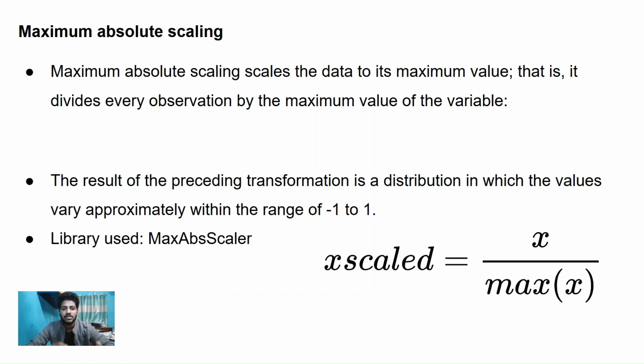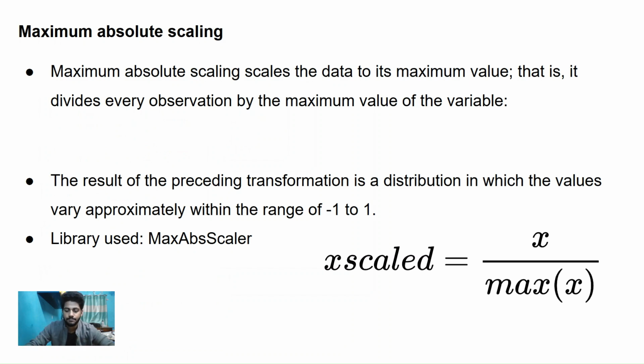And then maximum absolute scaling. So this scales the data to its maximum value. That is, it divides every observation by the maximum value of the variable. So the result of the preceding transformation is a distribution in which the values vary approximately within the range of -1 to 1. So it can have negative values as well as positive values. So we could use the library named MaxAbsScaler, and the formula for this is x scaled is equal to x by max x.